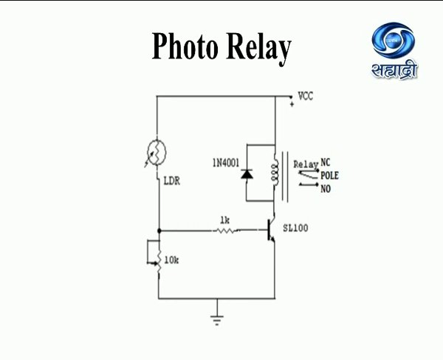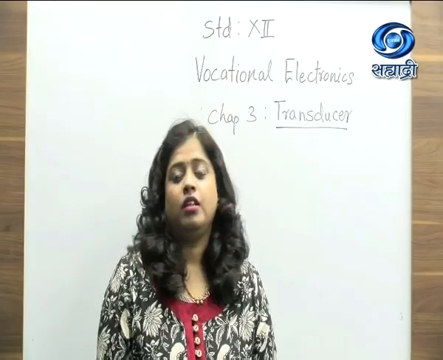Here again one 10K pot is connected. The use of this pot is to adjust the base voltage, and one diode is connected across the relay to protect the electromagnetic relay. So in this way you can explain this circuit diagram. So this is the application of photo relay, that is the LDR.